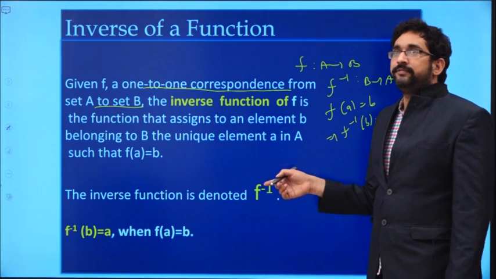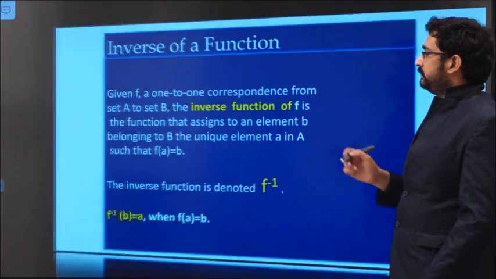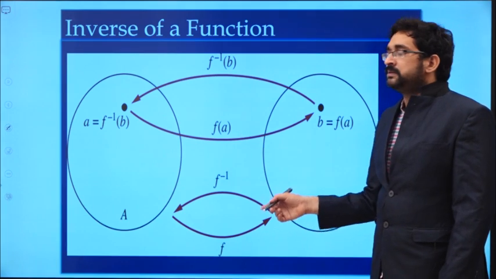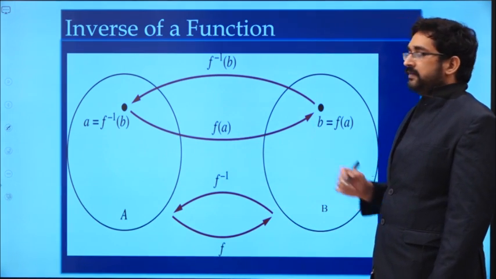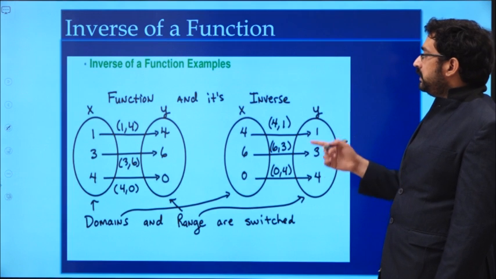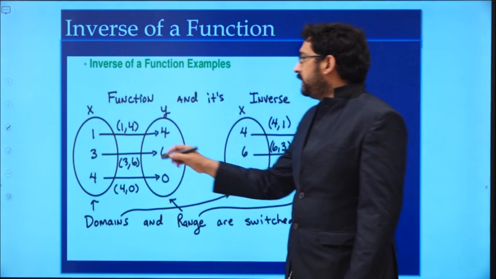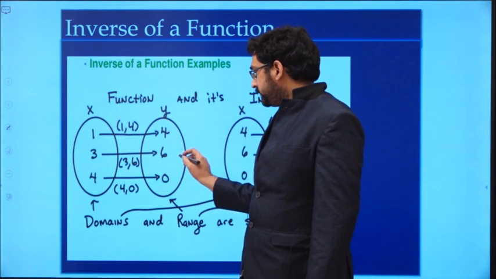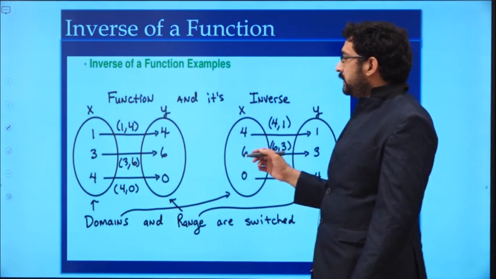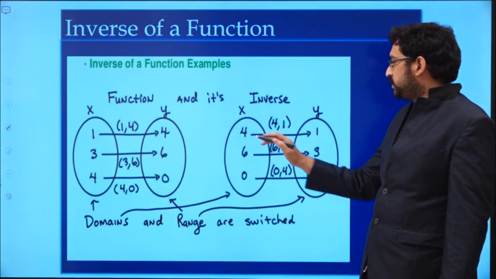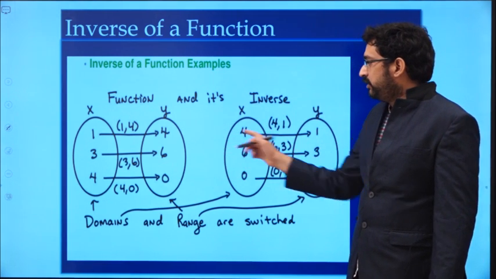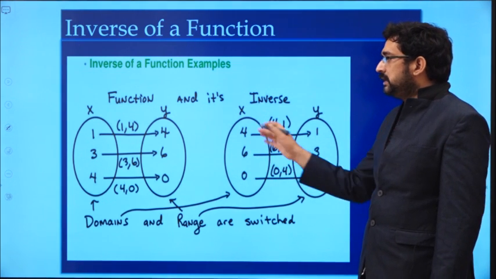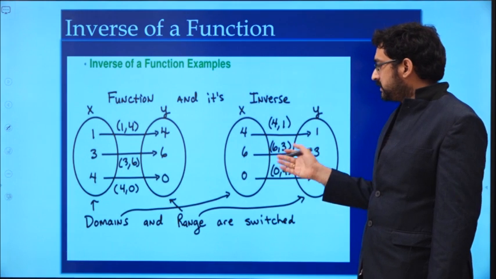In this way, we can find the inverse of the given function. So this is a diagrammatic representation for finding the inverse of the given function. Here are some examples. Here f is a function from X to Y defined as 1 to 4, 3 to 6, 4 to 0. Then its inverse will have domain and codomain interchanged. So 4, 6, 0 will be the domain, and 1, 3, 4 will be the codomain. So in the case of an inverse function, domain and codomain will be interchanged.